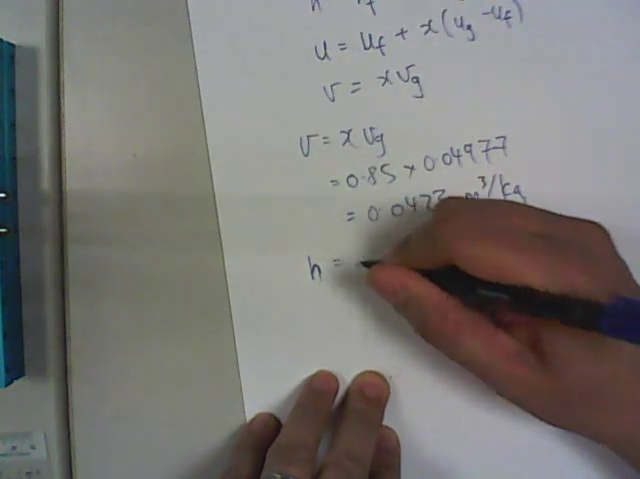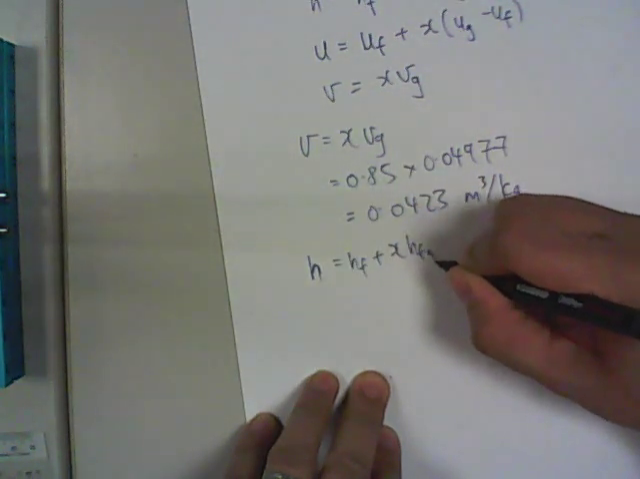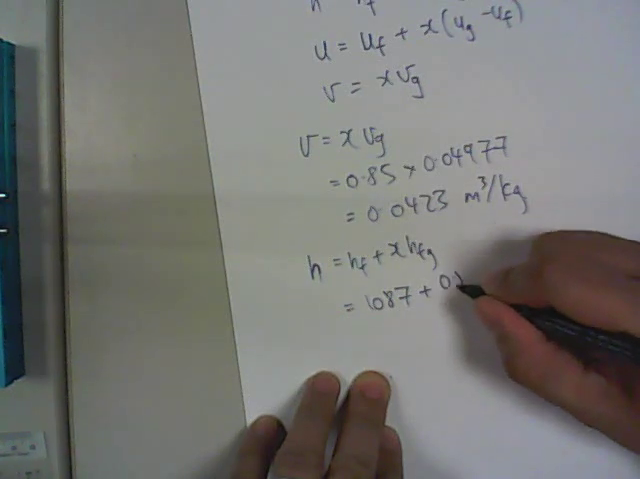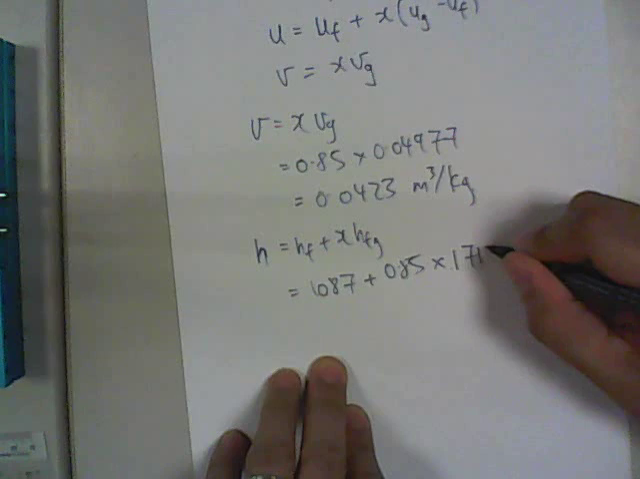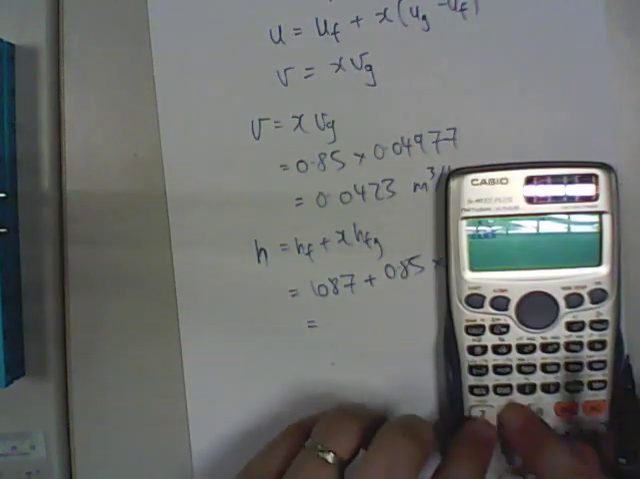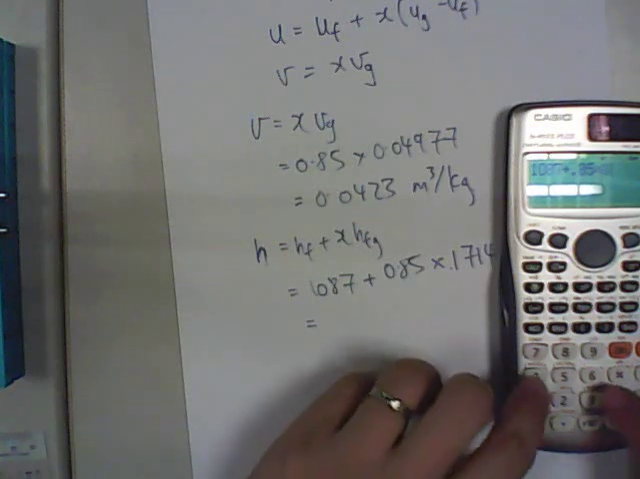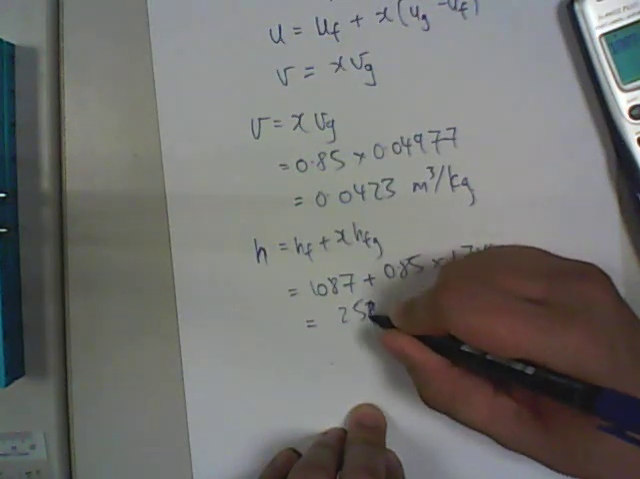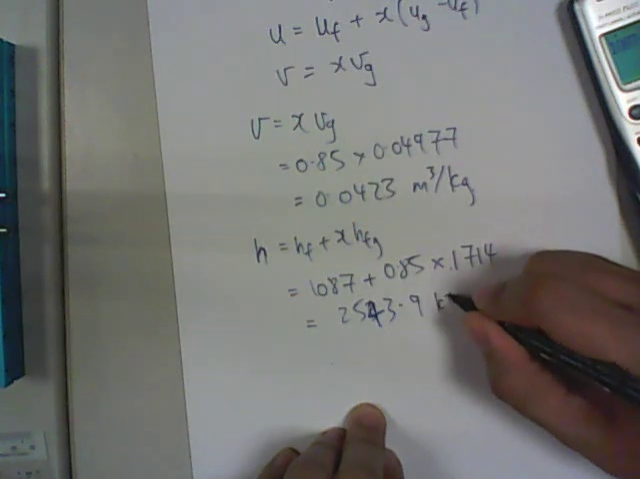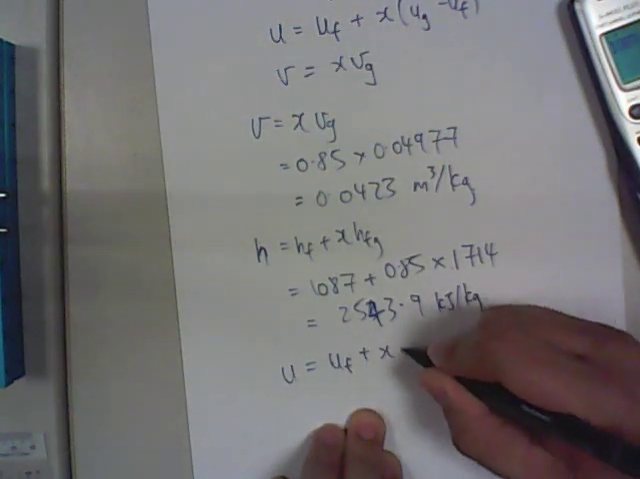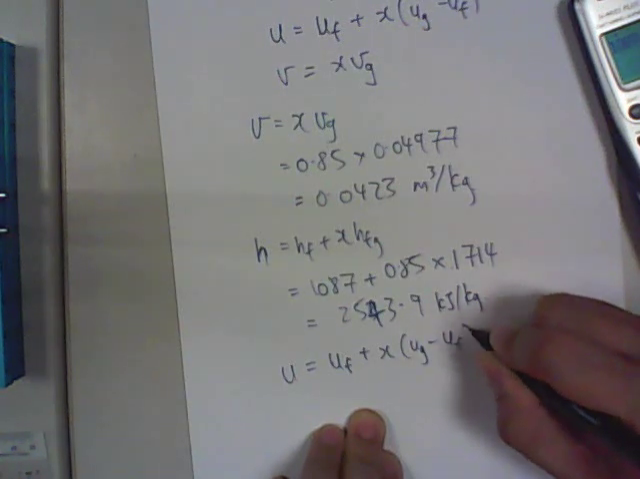Next you're supposed to find H. HF plus x times HFG. So the HF will be 1087 plus 0.85 times 1714. That gives 2543.9 kilojoules per kilogram.